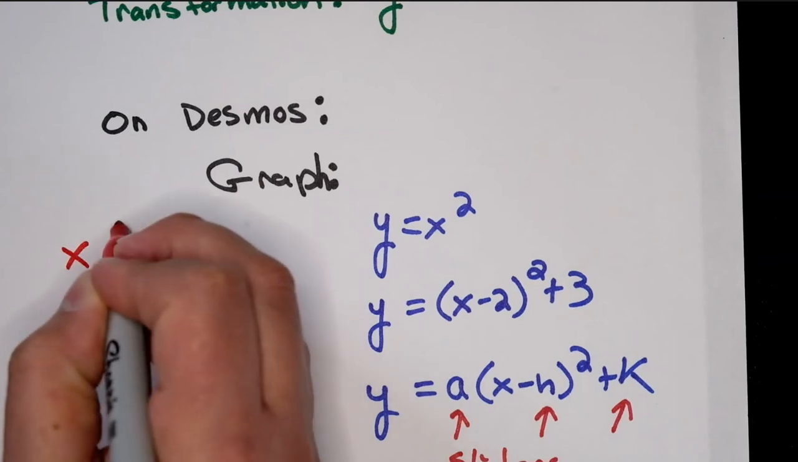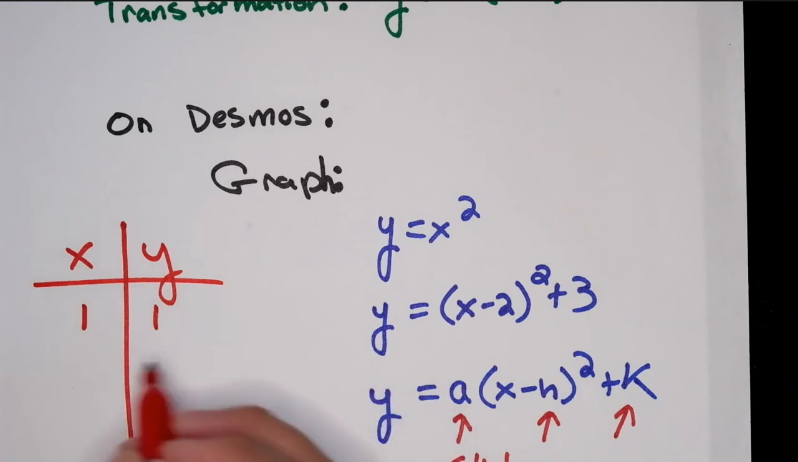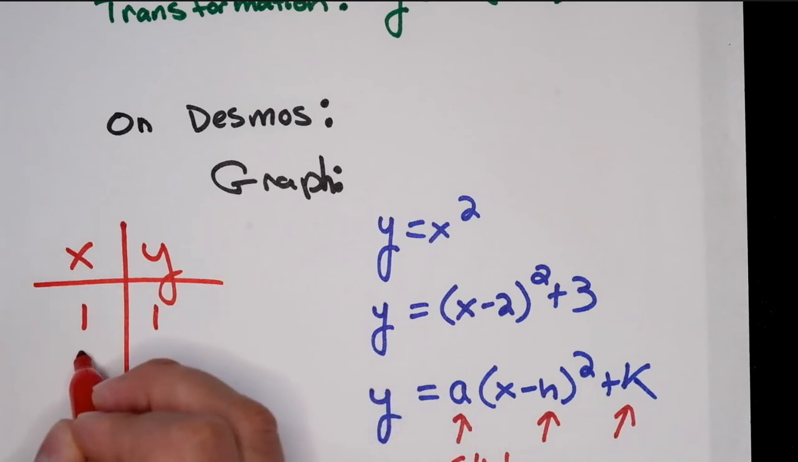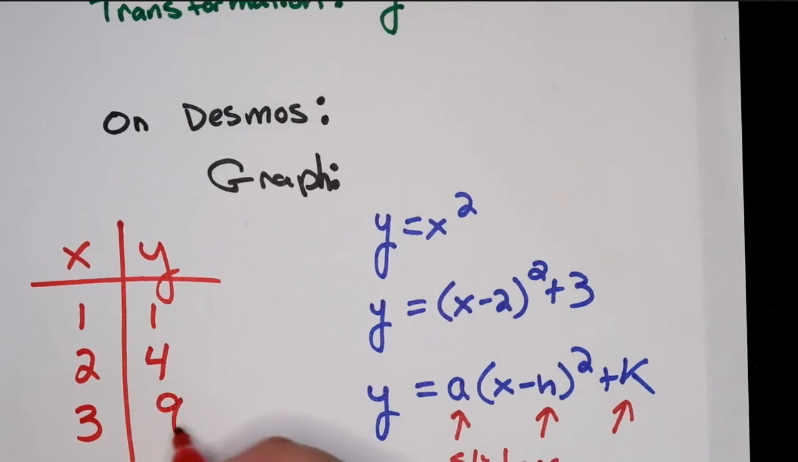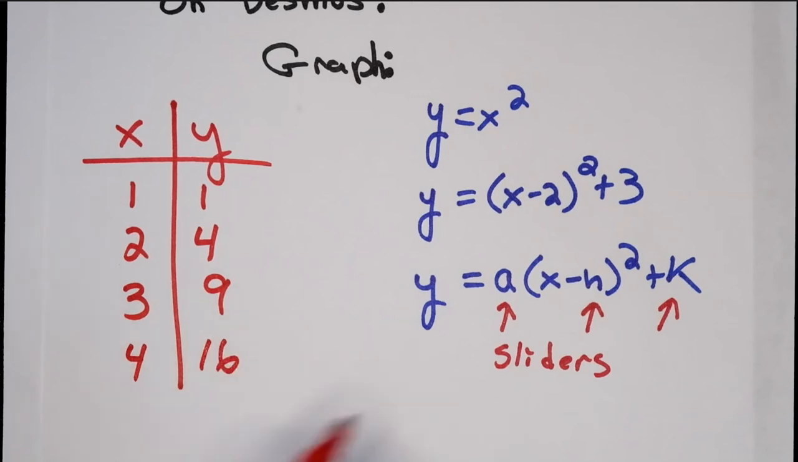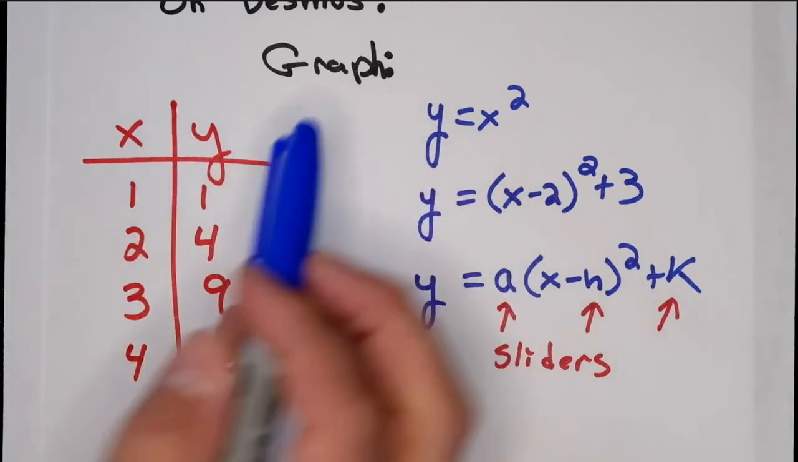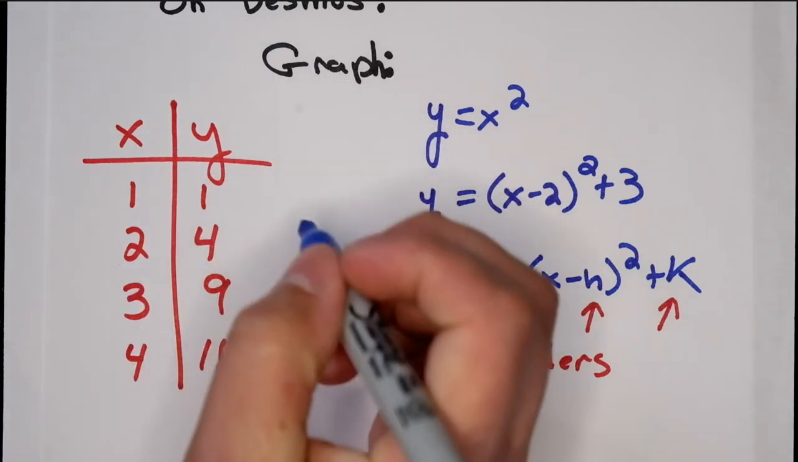We have an XY chart. When x is 1, y equals 1. When x is 2, y equals 4. When x is 3, y is 9. When x is 4, y is 16. So remember, for each unit of increase on the x value, we're going to the right on the x-axis there. Y is going up a certain amount of units.